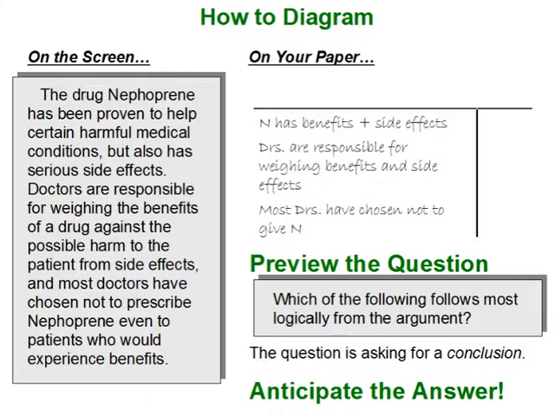It has benefits and side effects. Doctors are responsible for weighing the benefits and the side effects, and most doctors have chosen not. So notice how we have a little note here basically for each sentence. There's typically very little fluff in these arguments. Most of the time, each sentence is going to play a role, and that role revolves around the conclusion.